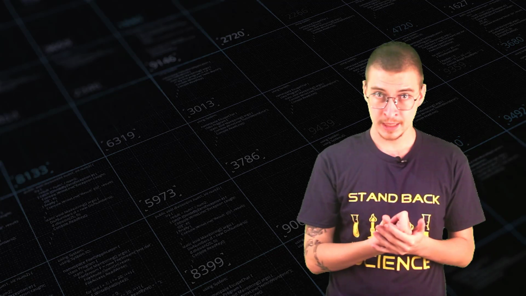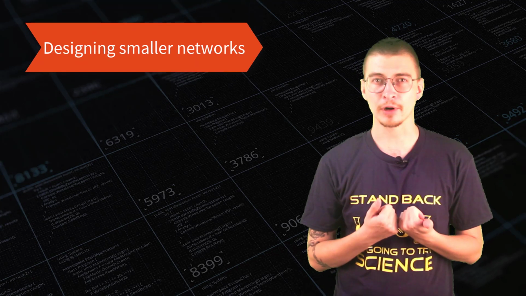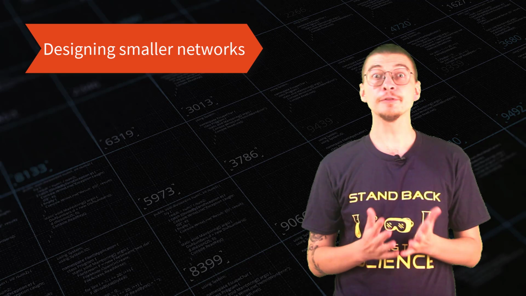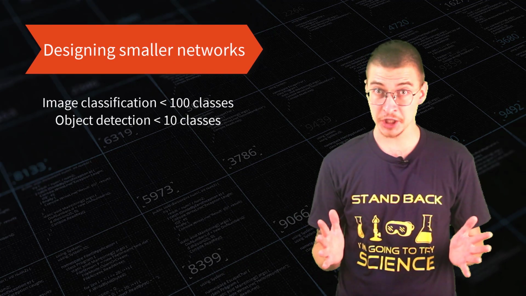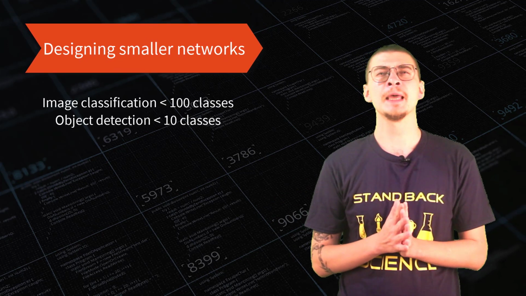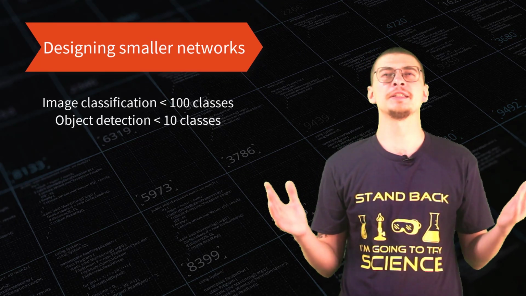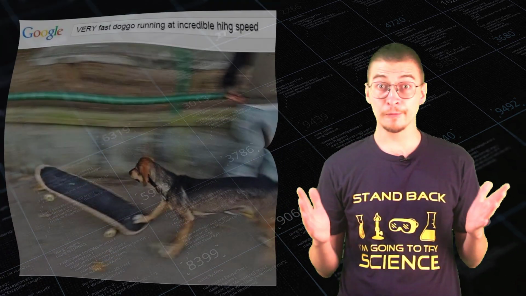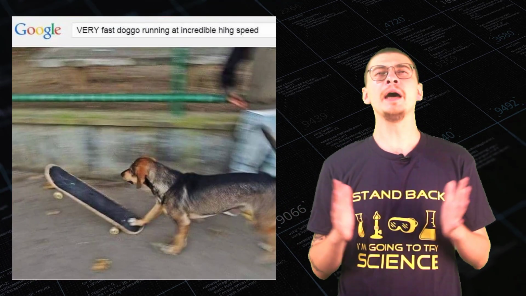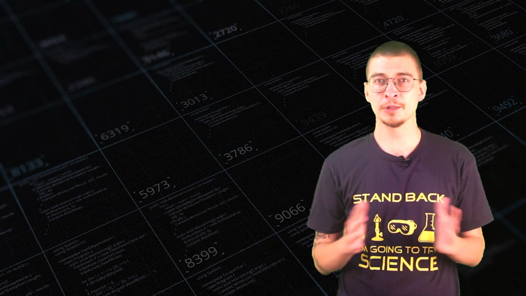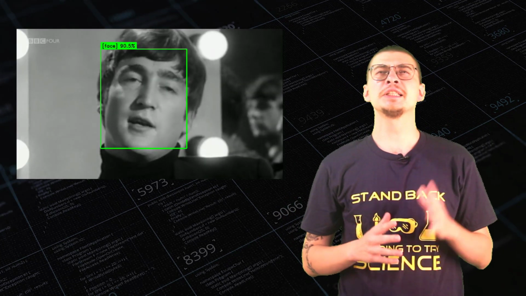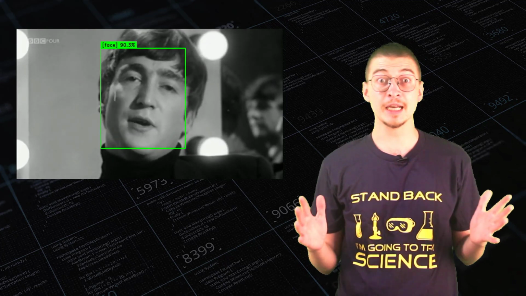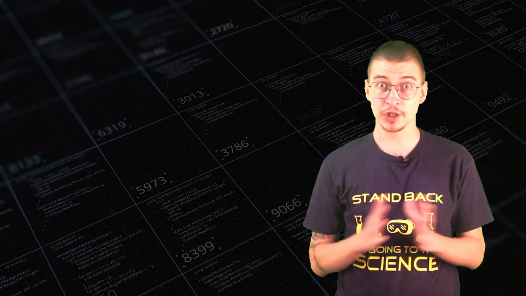So, number 1 is designing smaller networks. If your goal is simple enough, for example, image classification with less than 100 classes or object detection with less than 10 classes of objects, a smaller network can achieve acceptable accuracy and run very fast. For example, a MobileNet V1 Alpha 0.25 YOLO V2 network trained to detect only one class of objects, faces, achieves 62.5 FPS without any further optimization.